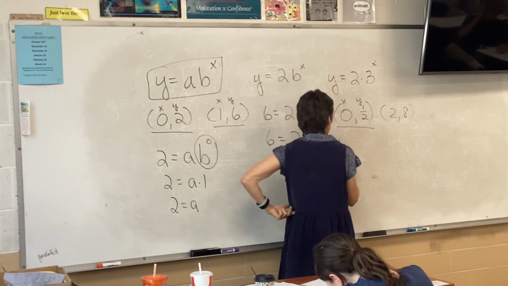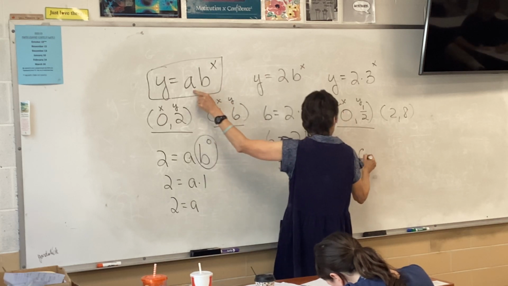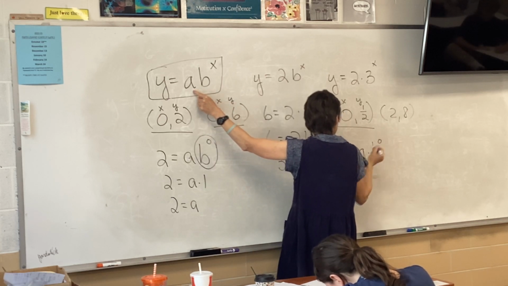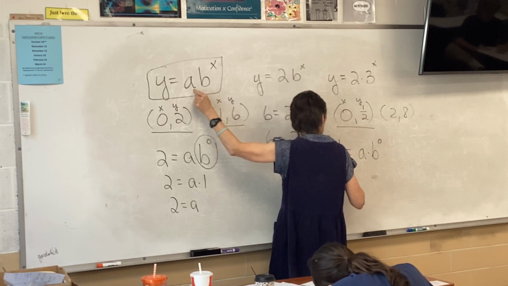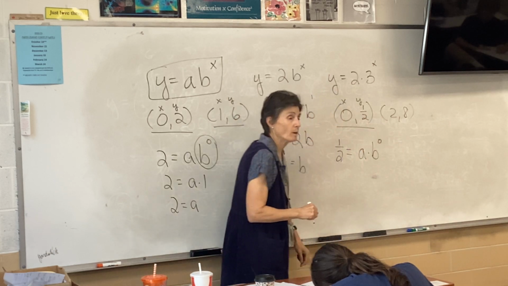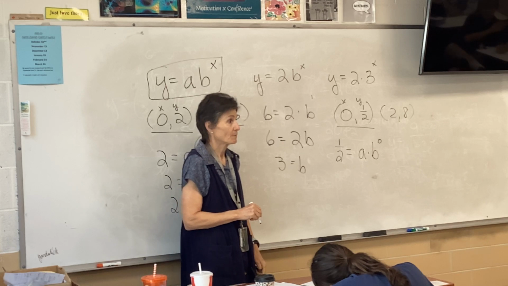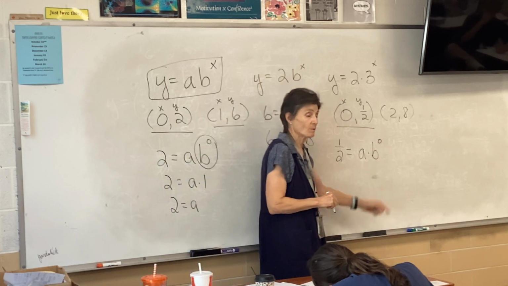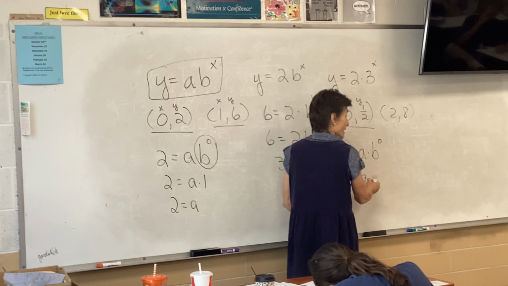So 1/2 equals a times b to the 0. Putting in 1/2 for the y and 0 for the x. Now what's the beauty of that? What happens when I do that? What's b to the 0? 1. So doesn't this just say 1/2 equals a?